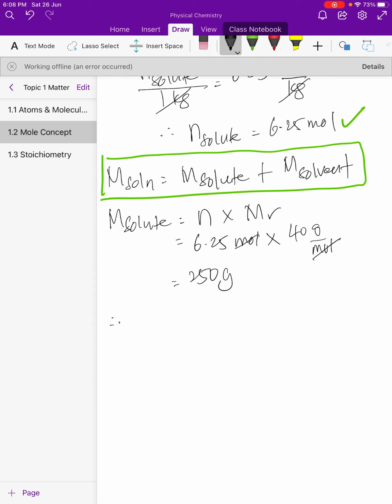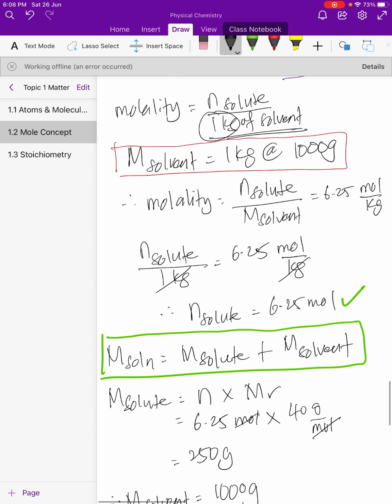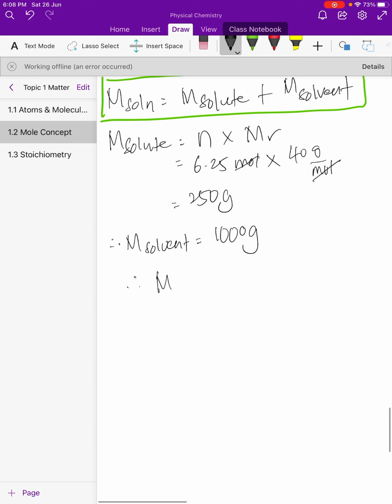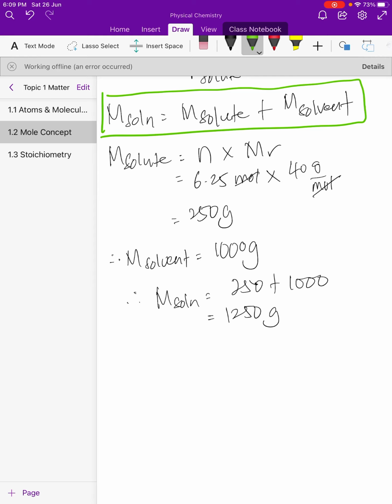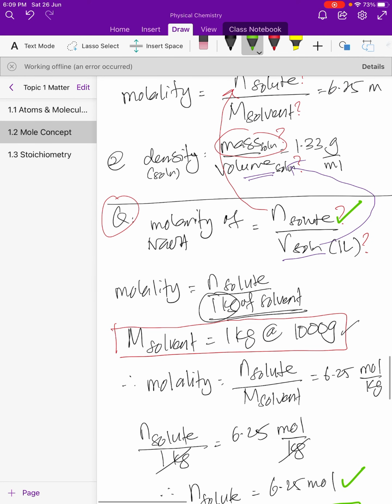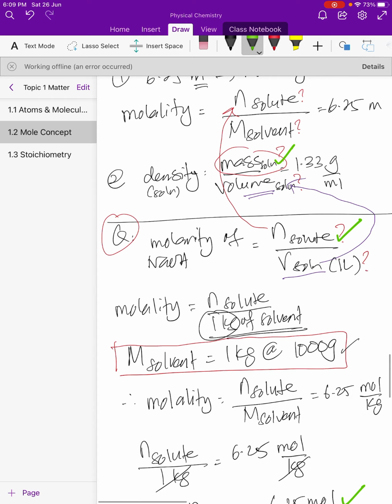Then we go to the mass of solvent. Mass of solvent is already known, 1000 gram. How do I know? We already found it from here. Therefore, mass of solution equals 250 plus 1000, that is 1250 gram. That is the mass of solution. So we take this mass of solution and we substitute over here.